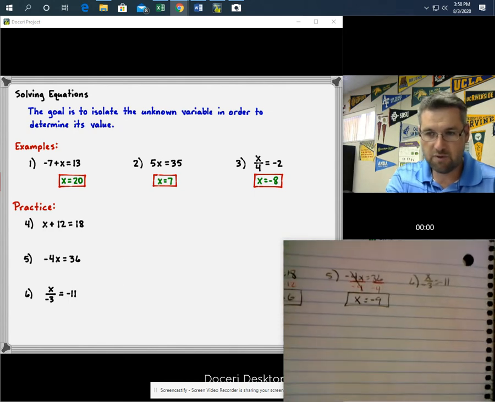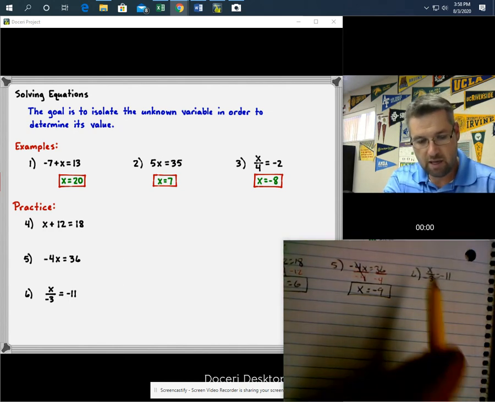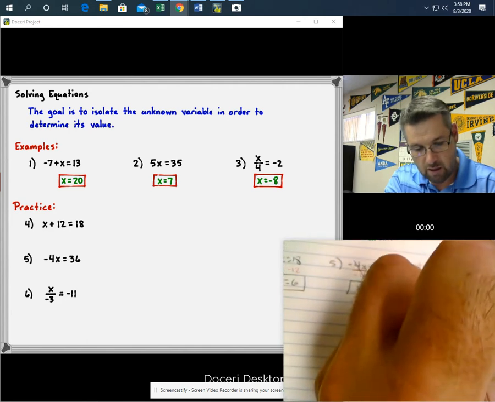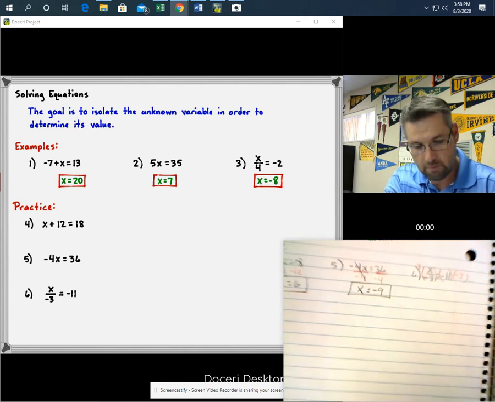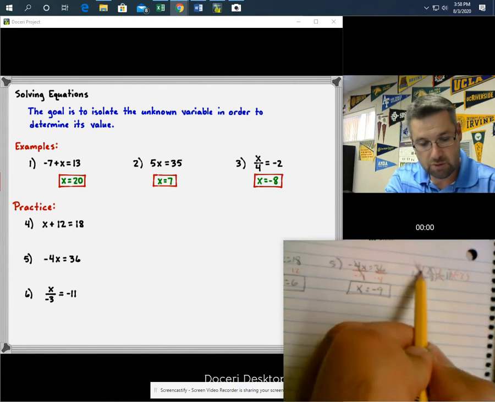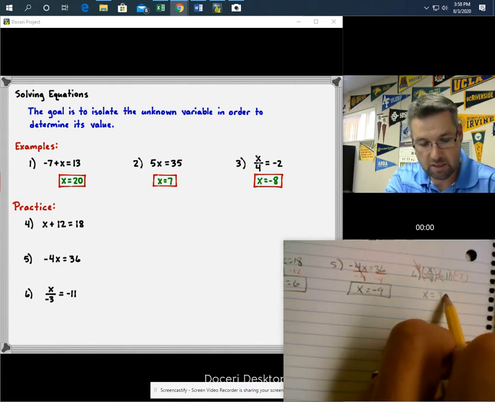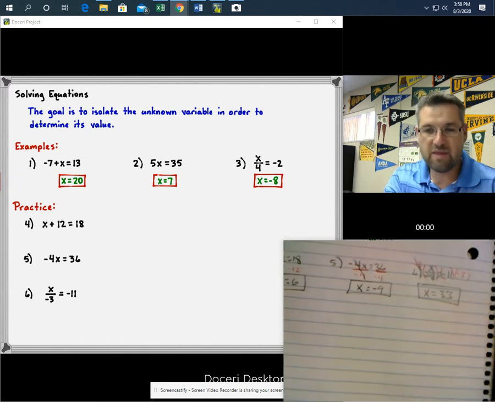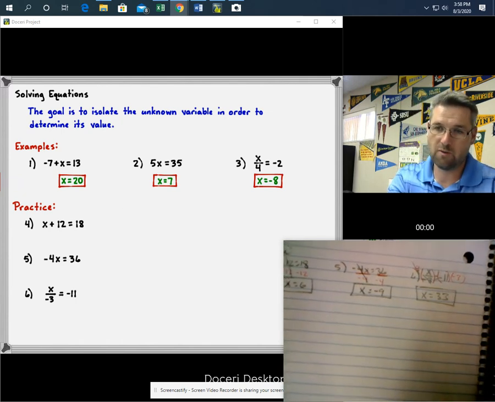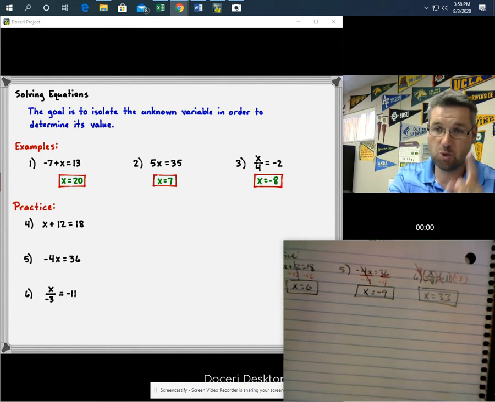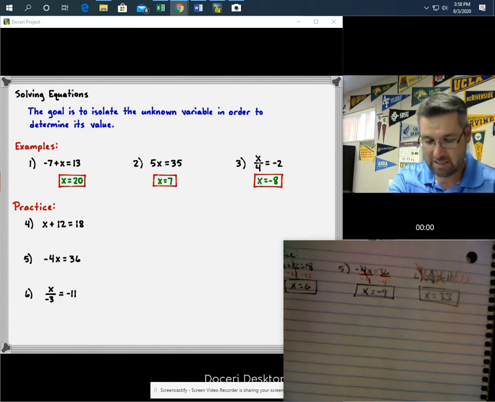And then the last one is very similar to the one I gave you. How do I get rid of this -3? Well, I'm going to multiply by -3 on both sides. Okay, so we end up with, these reduce, we're left with x equals, and -11 times -3 is +33. Now, these are called one-step equations. Why are they called one-step equations? Because it only took one thing to do, one step, in order to get x by itself.